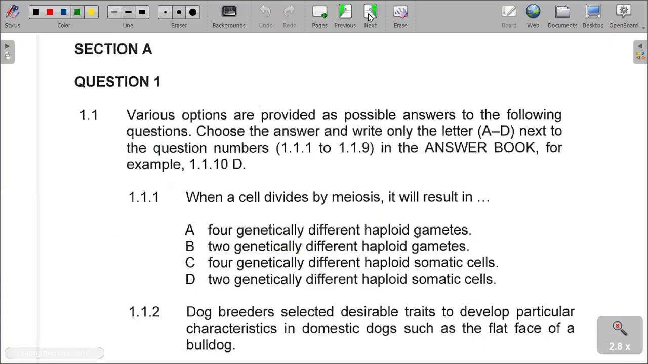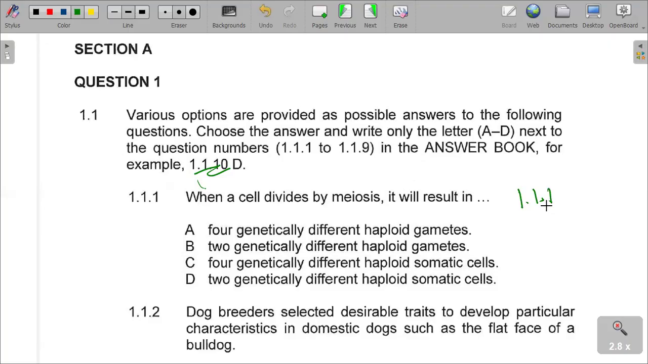We go to our first question, Section A. Various options are provided as possible answers to the following questions. You choose the answer and write only the letter next to the question number, which is given 1 to 9 in the answer book. For example, this example that is given here, that's how we write it. So I can give you an example, question 1.1.1. We write only the question number and then the answer.